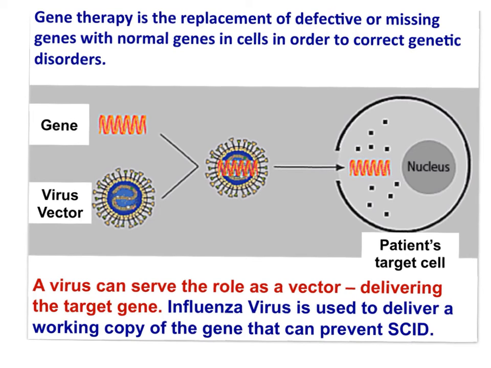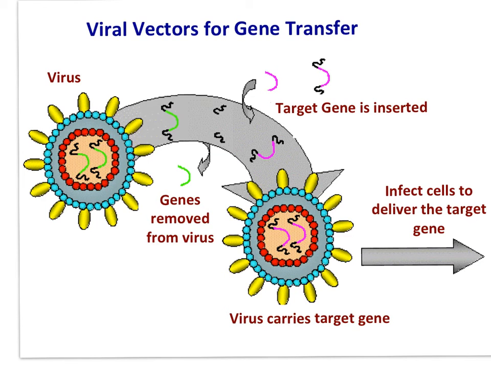The virus delivers a correct copy, a working copy of the gene, to an intended target cell to mitigate genetic disease. Here is a diagram that shows a working copy of a gene being inserted into a virus. The virus with the working copy of the gene is then injected into a patient, delivering the working copy of the gene into the target cell by infecting the target cell, as is the nature of a virus.